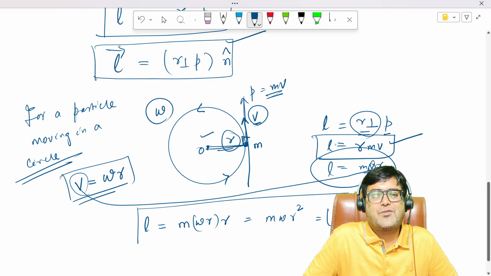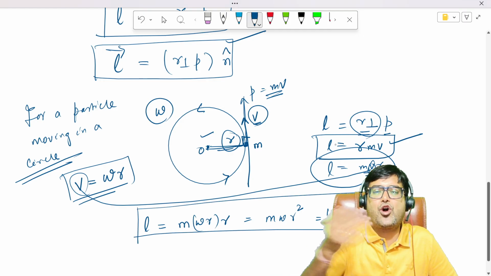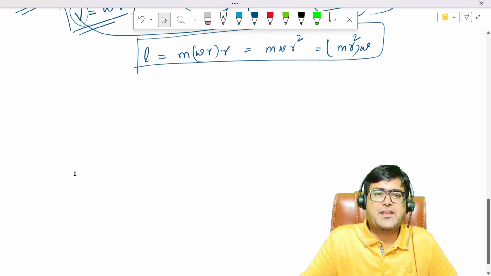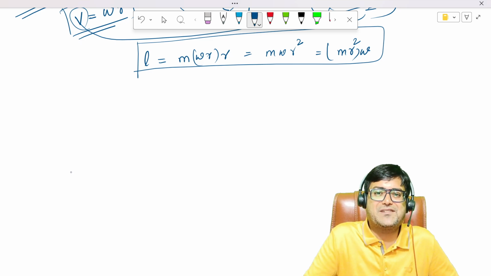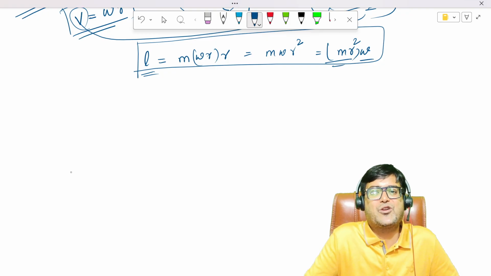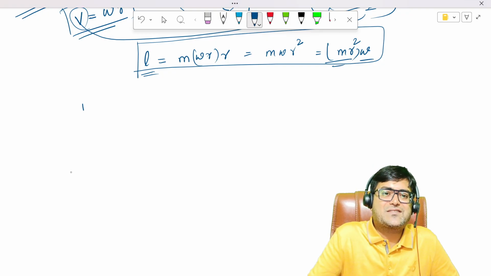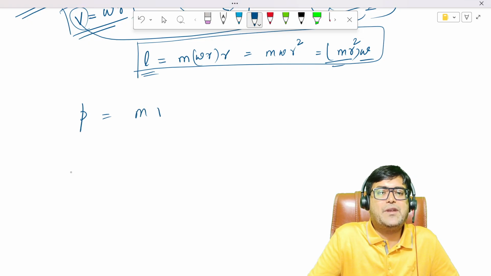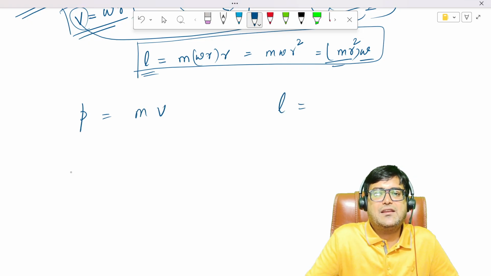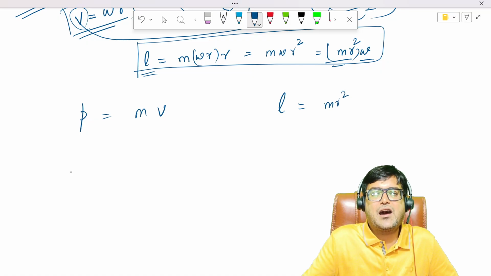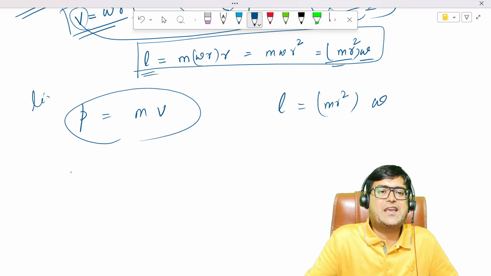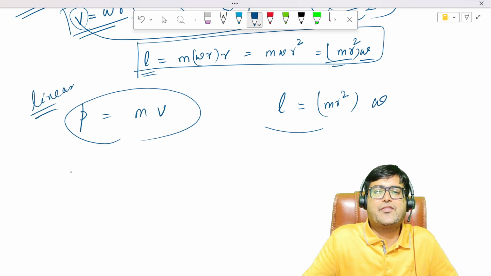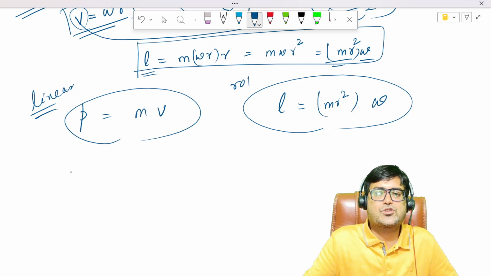You will say, sir, why are you just changing the order in a multiplication where it doesn't matter? Well, it matters. Of course, mathematically it doesn't, but physically it does. Let's write L equals m r squared omega. Clear? Now let's think of p. p is m into v. And what is L? Magnitude wise, it's m r squared into omega. Now, this is a case of linear motion, and this is the case of rotational motion. Yes or no?